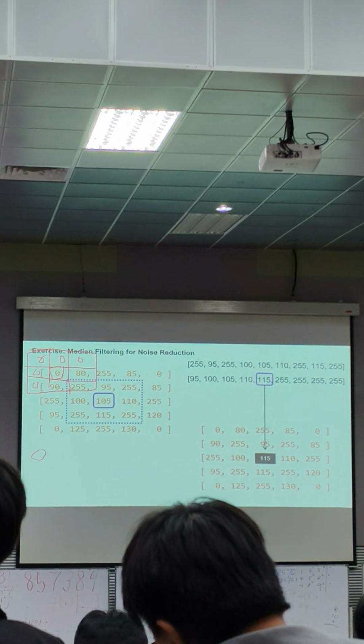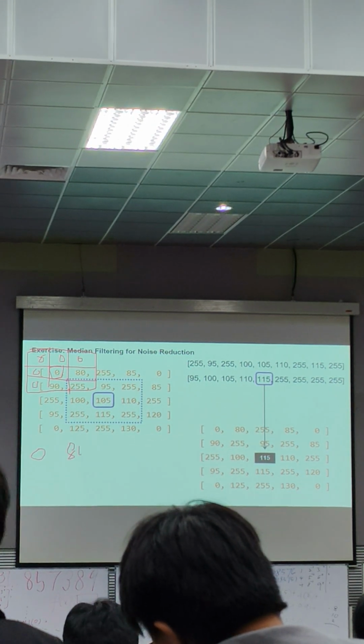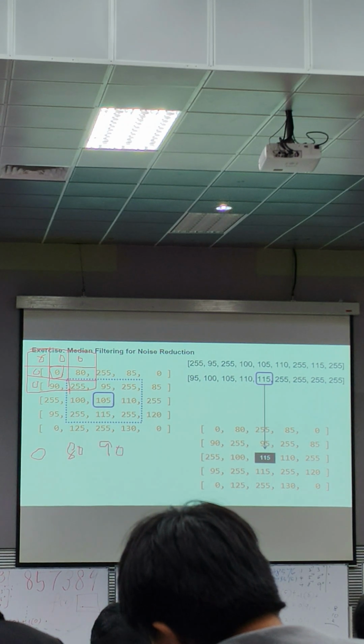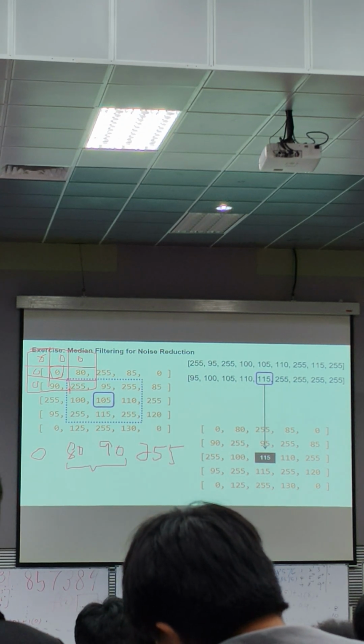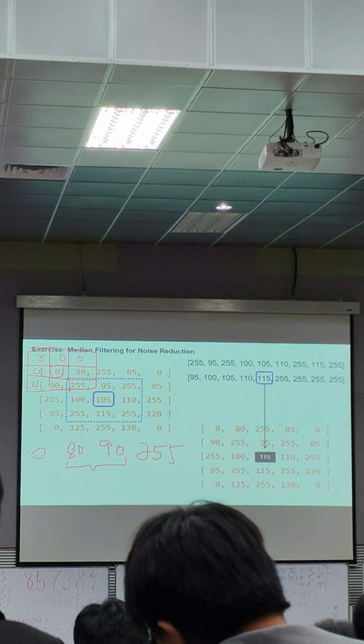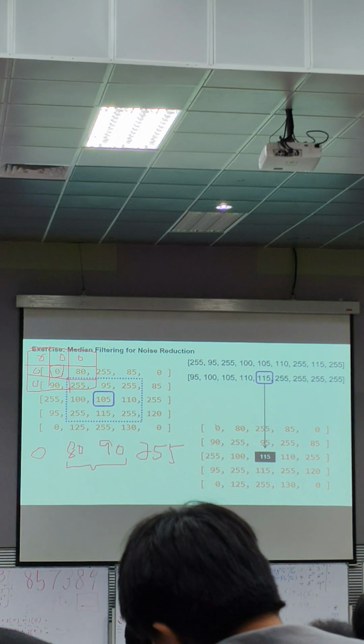I have 0, 80, 90, 255. What will be the middle value? Very good. 80 plus 90 divided by 2, 85. So this pixel will be changed into 85.